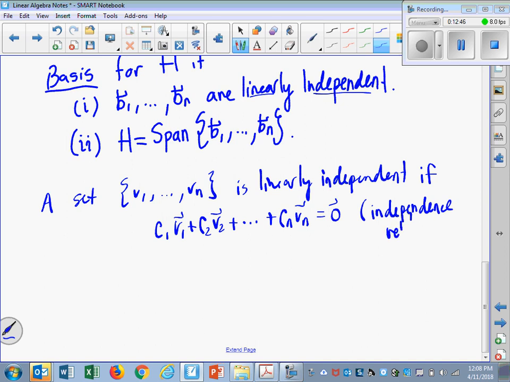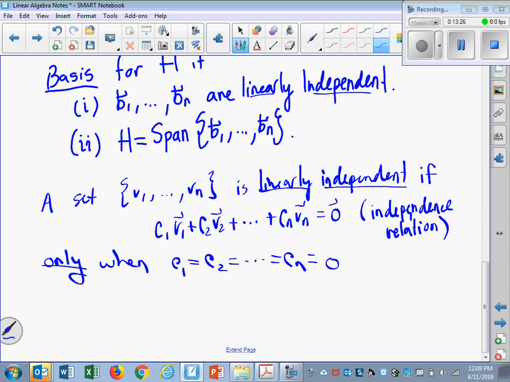Okay, so let's see. If that is true only when the weights C1 through Cn are all 0, we know this as the trivial weights. C1 through Cn are the weights that weight each of the vectors v1 through vn. If all of those weights are 0, if that's the only solution that makes the dependence relation true, then that means the vectors are linearly independent. So linearly independent only if we have what we have learned to call the trivial solution.